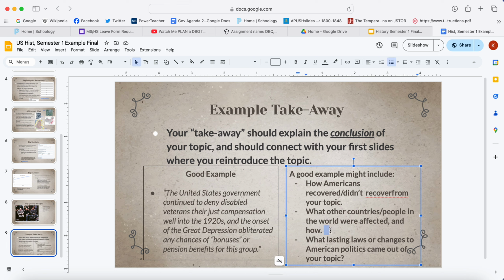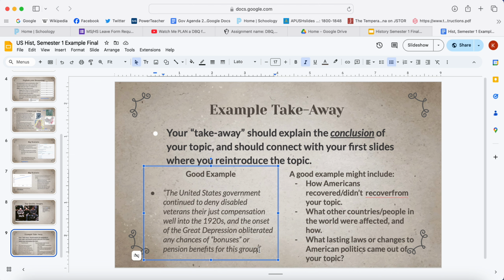Perhaps you might discuss what other countries or people were affected, especially if you have a big event like the stock market crash, where other nations might have had investments in the American companies who failed, or banks who failed as well. And any lasting laws or changes to come out of your topic. We talked a lot about organizations under FDR's first and second term, some of which we still see around today, or the effects of it today, like Wabash State Park or Social Security.